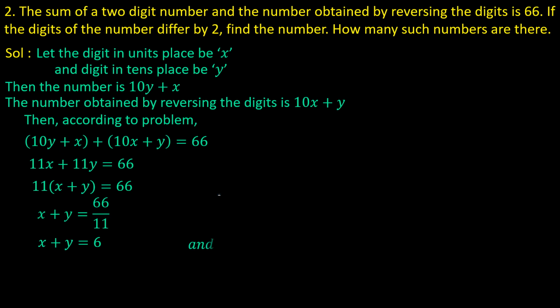So take this equation, x plus y equals 6. And also it is given that the digits differ by 2, and we don't know the bigger digit and we don't know the smaller digit. So if we consider x as the bigger digit, then x minus y is equal to 2, because the difference between the digits is 2. So take these two equations as equation 1 and equation 2. So let us solve these two equations in the elimination method.